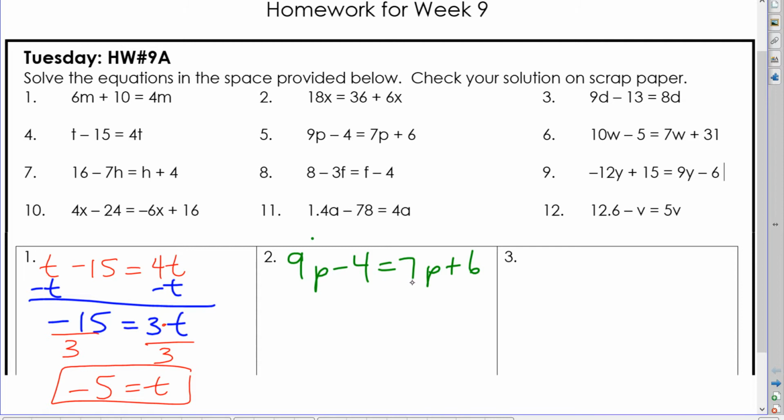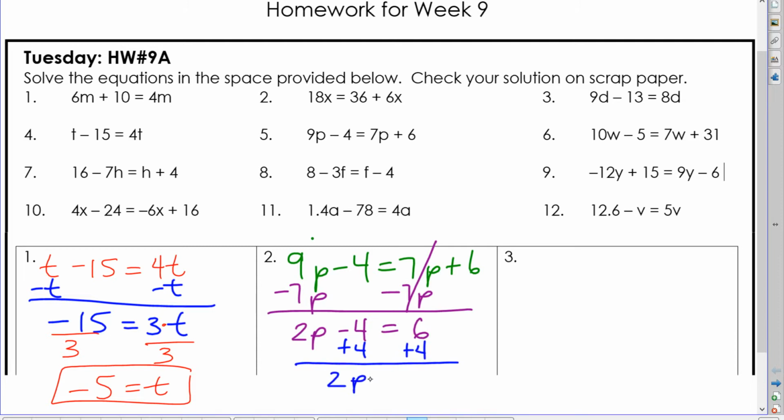I'm going to choose to subtract 7p this time because 7 is smaller, and if I subtract a smaller number, it keeps my variable positive. So I rewrite everything that I didn't use. This went away because it's an additive inverse. Now I'm going to add 4 to both sides and rewrite my terms and then divide by my coefficient. So p is equal to 5.